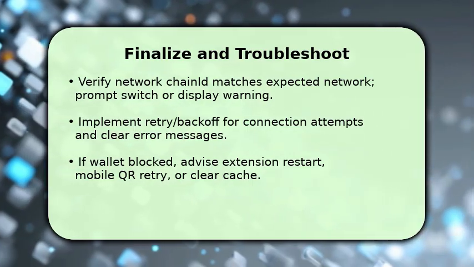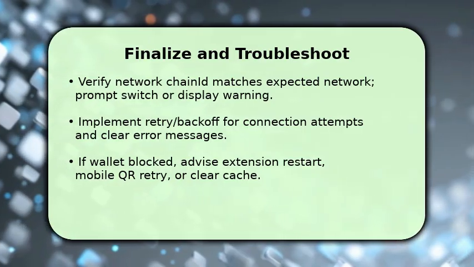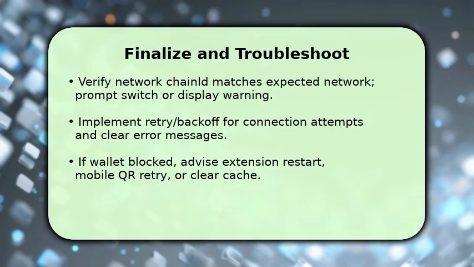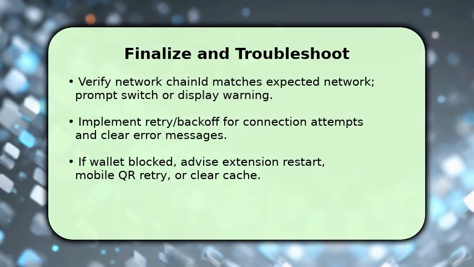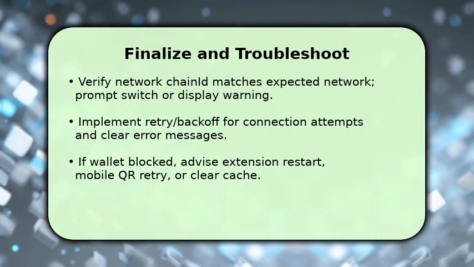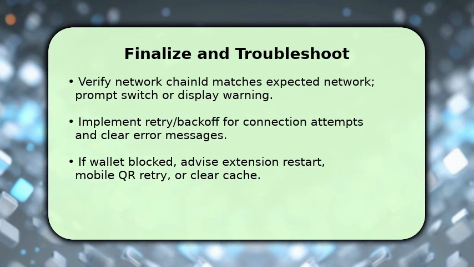Then implement robust error handling. Show friendly messages, allow retry with exponential backoff, and provide a disconnect button that clears stored state. If things go wrong, tell the user to restart the wallet extension, rescan the WalletConnect QR, or clear site data. This resolves most stuck connection states and gets them back on.